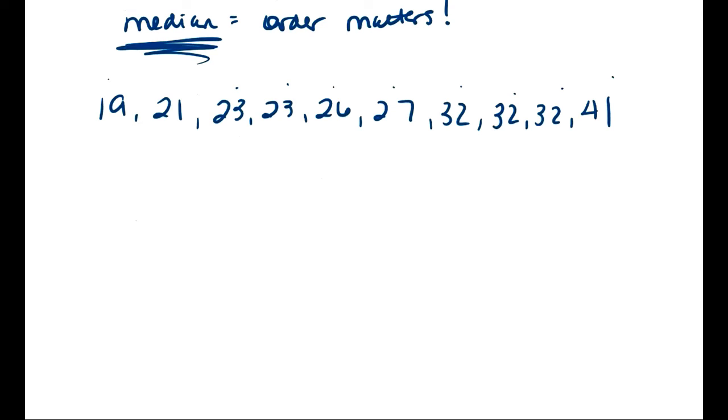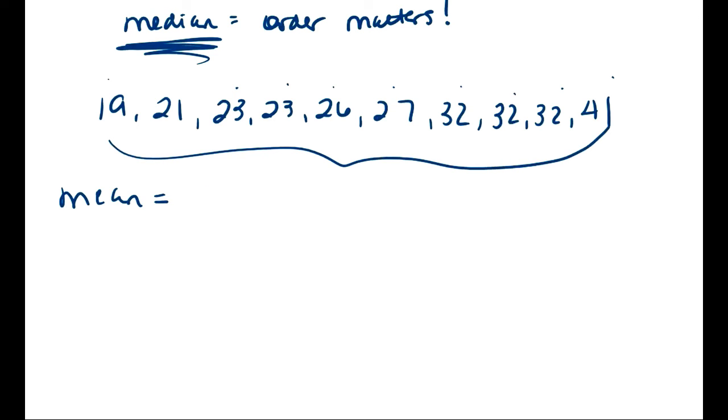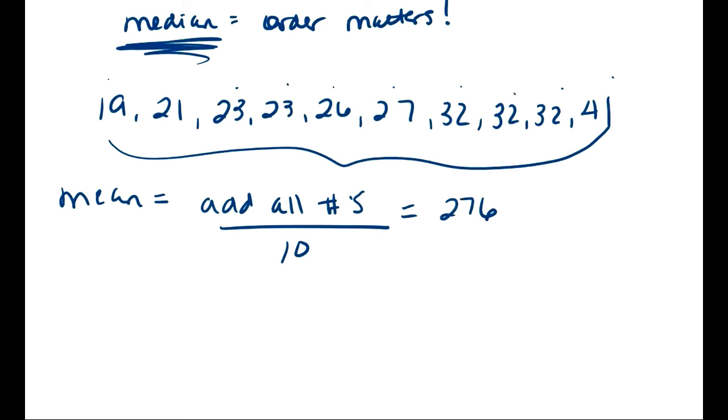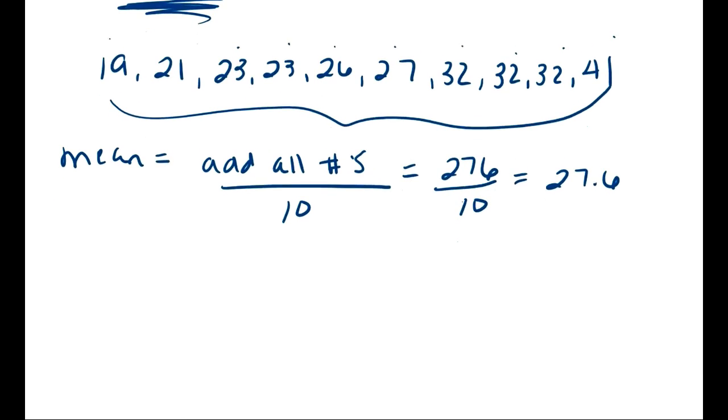Okay, now, in order to find the mean, you have to add up all of these numbers and divide by how many you have. Add all numbers and divide by how many numbers you have. In this case, we have 10. So if you add up all of these numbers, hopefully you're going to get 276. And we're going to divide that by 10, and I'm going to get 27.6 for my mean. Double check that for me, please, though. Make sure you get that.